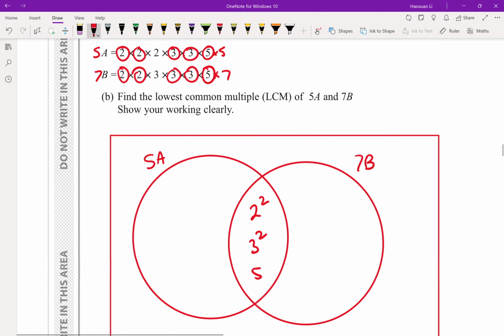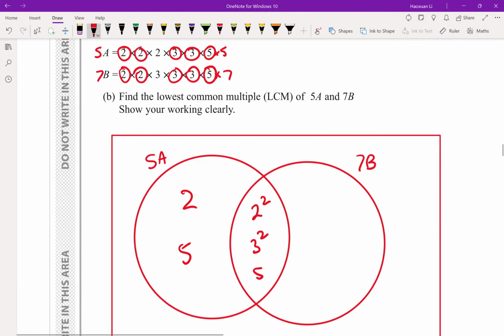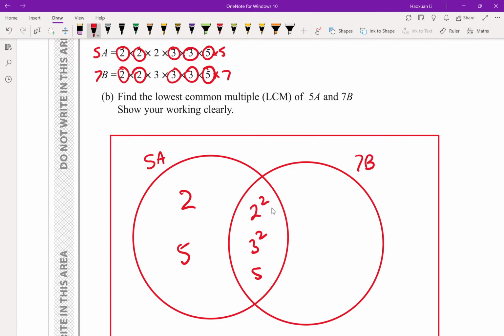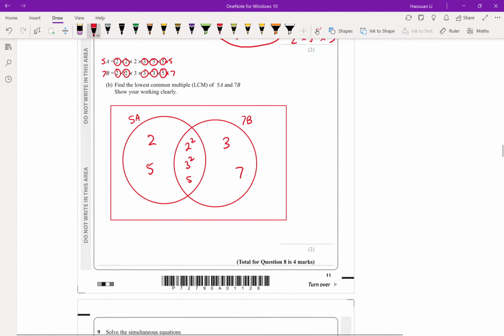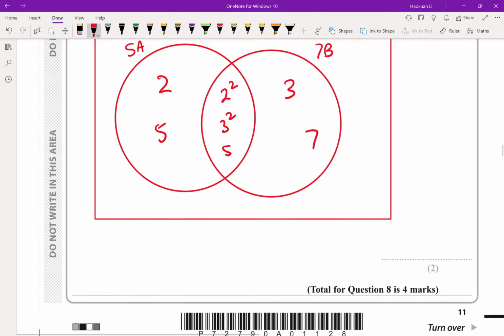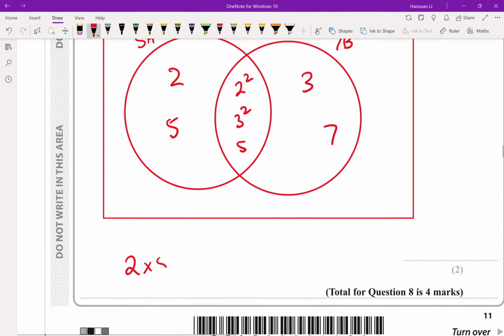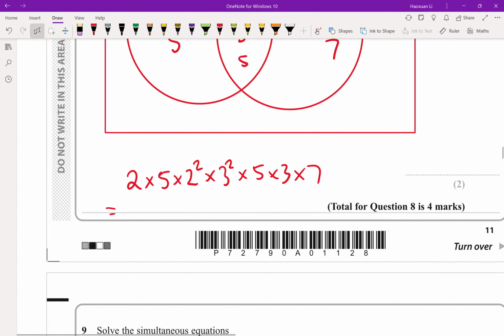So 5A you have 2 and 5 left. That's unique to its own value. And here 7B you have 3 and 7. So all you have to do now is to times everything together in this Venn diagram only once, and this should get you, if you put it in your calculator, 37,800.